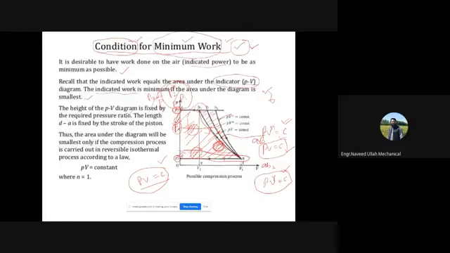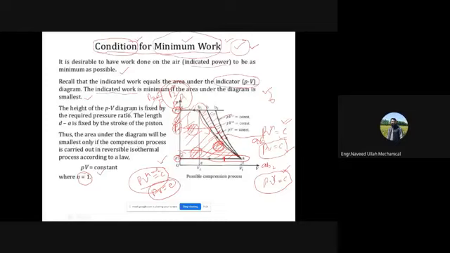We can also have this here. So this is also fixed, right? Because of this piston stroke or the cylinder volume. So thus they are saying that the area under the diagram will be smallest only if the compression process is carried out in a reversible isothermal process according to the law in this one, where the polytropic index is 1, right? If you take this equal to 1, this will be PV is equal to constant.